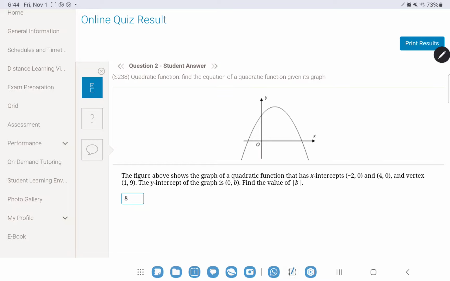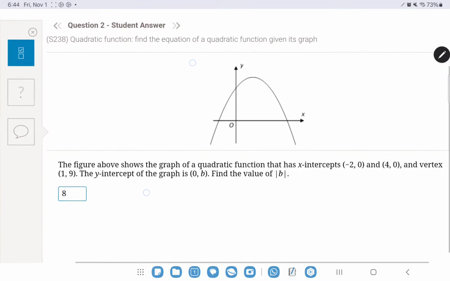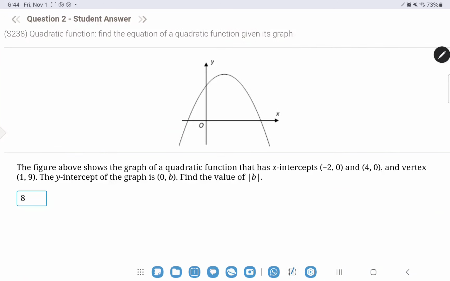Next question. Here we need to make an equation. To make our equation, we need to read the question. The figure above shows the graph of a quadratic function that has x-intercepts of (-2, 0) and (4, 0), and the vertex (1, 9). We're trying to find the y-intercept between absolute values. Be careful, because this came up in the exam and mixed some students up because they didn't see the absolute values.